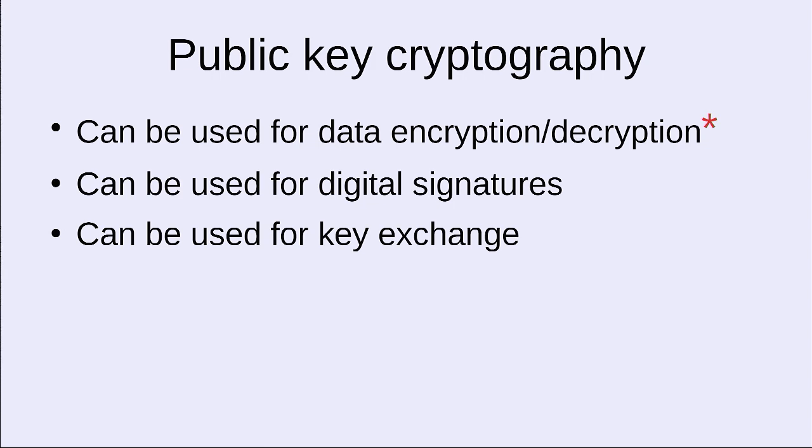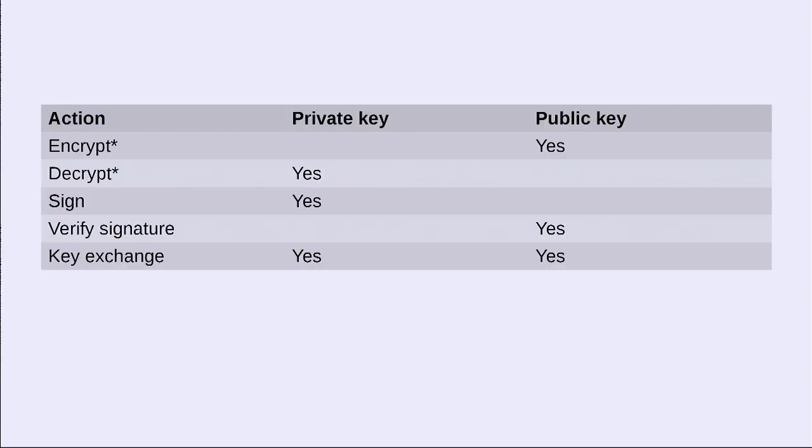We can use it for three things. It can be used for data encryption, but please note this red star. I will explain why it's there. It can be used for digital signatures and for key exchange. So as you can see, it's much more versatile than symmetric cryptography because we can do a lot of stuff. In this small table, I'm showing what can be done with which key.